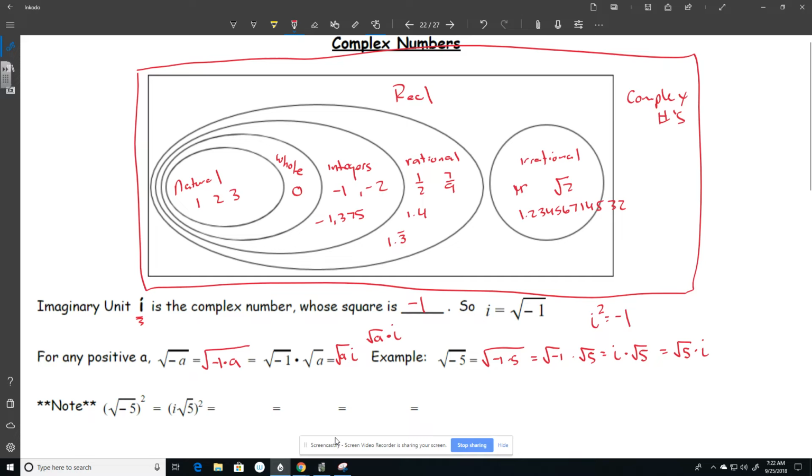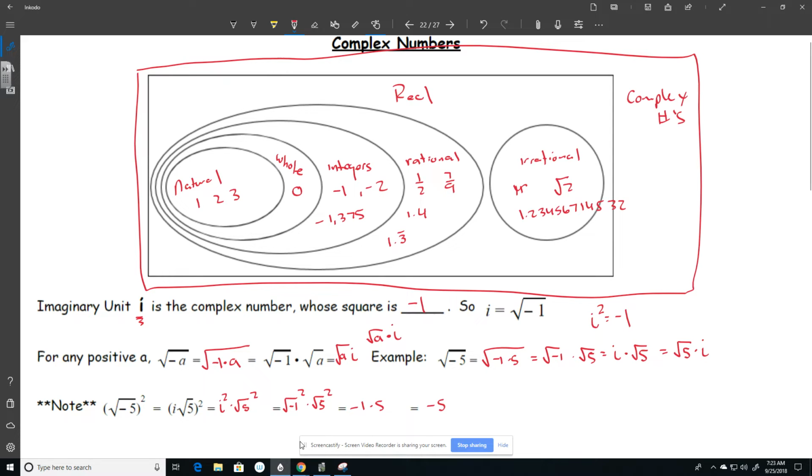Okay, back to what we were talking about. Just a little note here. If I take the square root of -5 and I square it, that turns into I times the square root of 5, which we did right here. And I have to square all of that. So that becomes I squared multiplied by the square root of 5 squared. And I squared is -1, times the square root of 5 squared. And the square root and the square just cancel out. So this becomes -1 times 5, which equals -5.